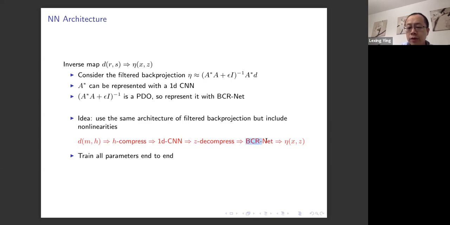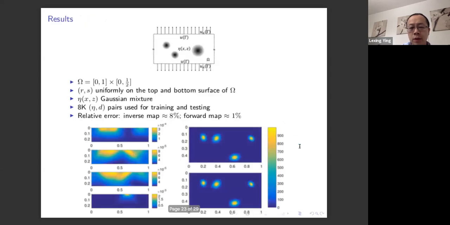So, and finally you feed it through the BCR net to implement this regularized inverse, and then the result will be your internal parameter. And again, everything is trained end to end. So here I showed you an example of the reconstruction. And here, instead of specifying the measurement only on the top surface, we do top and bottom, so that we have a better resolution.